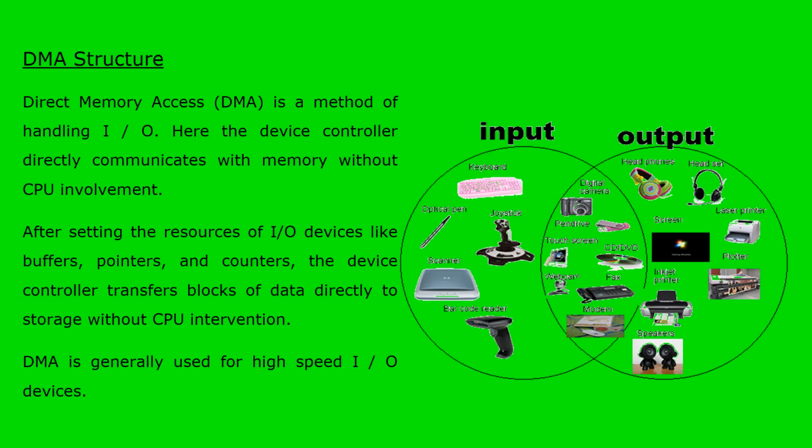Next step is high-speed I/O. DMA shines in scenarios where high-speed I/O devices are involved. These are devices that can transfer data rapidly, and the CPU would otherwise become a bottleneck in managing the data flow.